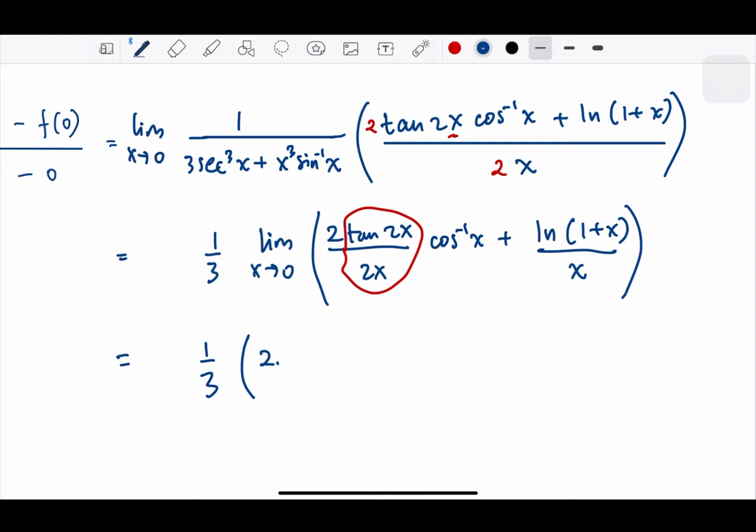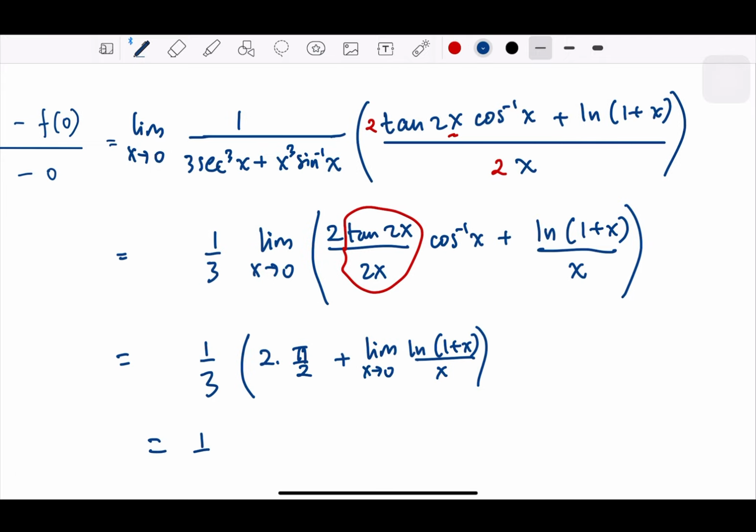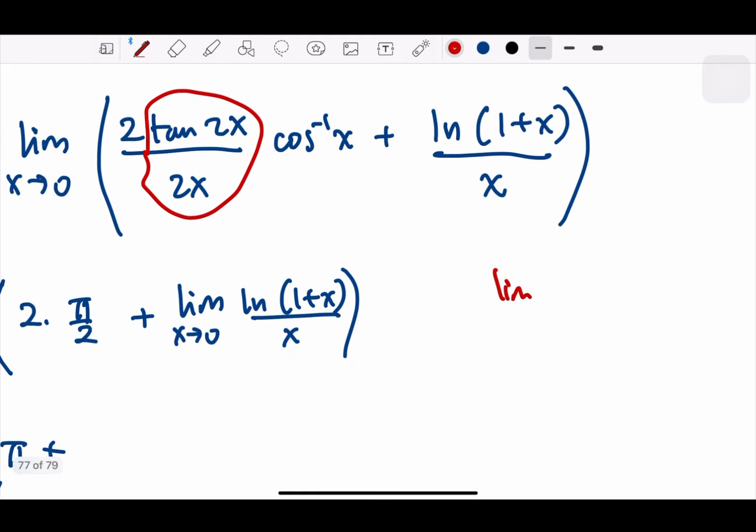And then cos inverse x, when you plug in 0, should be pi over 2, right? And plus, this is ln 1 plus x over x. So maybe I will write this as a limit. Okay, and let me write at the bottom here. So this will be pi plus, let me write here at the right side, small notes for the ln.